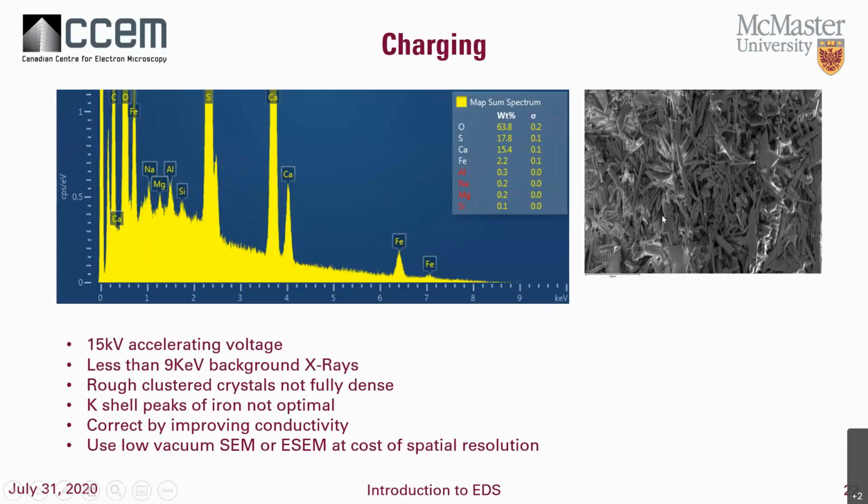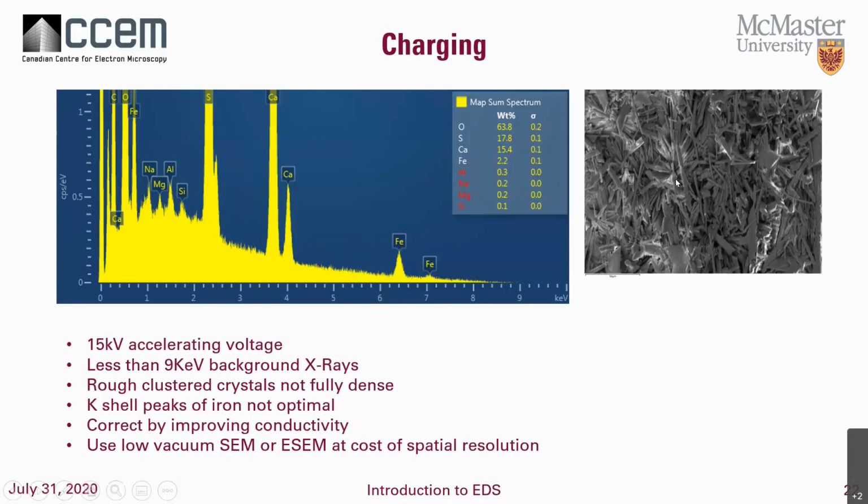Now, another thing to consider, if we look at the actual sample, is that this is not a fully dense material. Lots of holes. There's also lots of topography. So we're going to get some shadowing and areas where we don't get X-rays. So this is not 100% dense. The surface is fairly rough. So that's going to have an effect on our quantitative analysis.